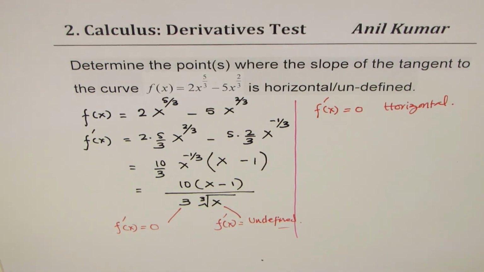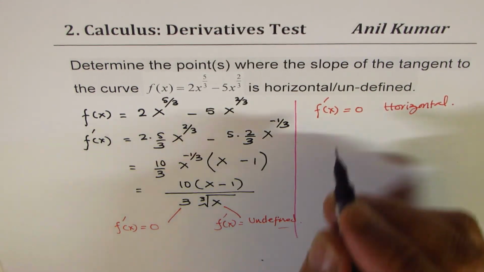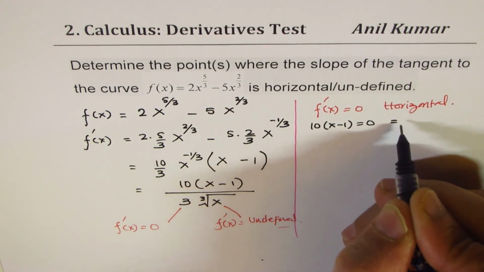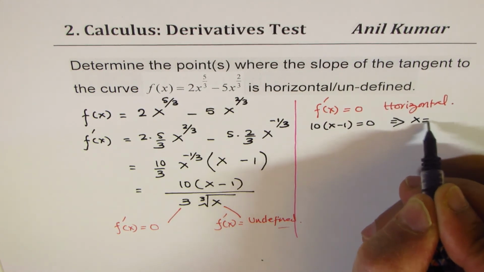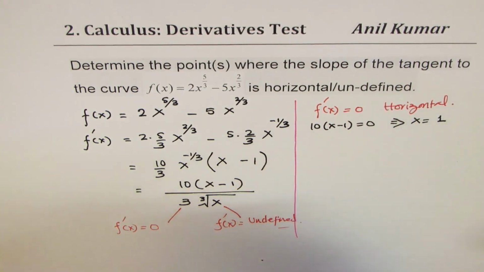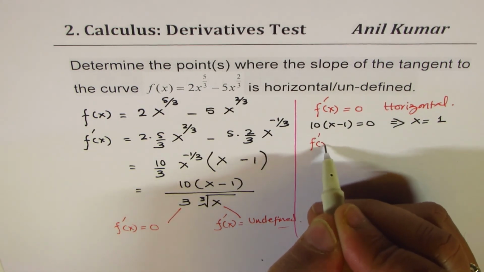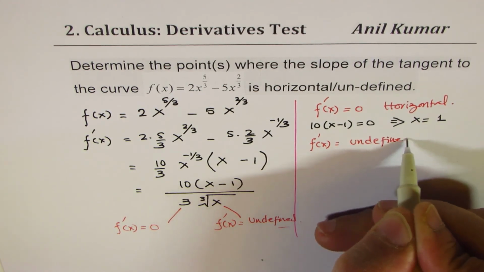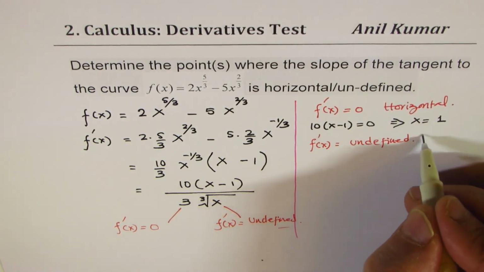So that is when the numerator is 0. So let me equate numerator to 0. We have 10 times x minus 1 equals 0, and that gives us x equals 1. So at x equals 1, we have a horizontal tangent. Now second part is, when is it undefined? So let's do part B, where the derivative is undefined. Undefined means vertical tangent.